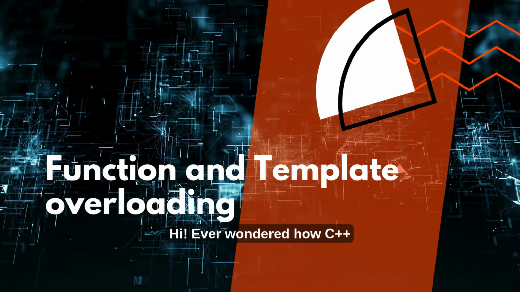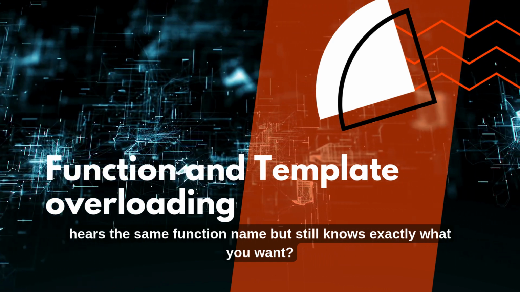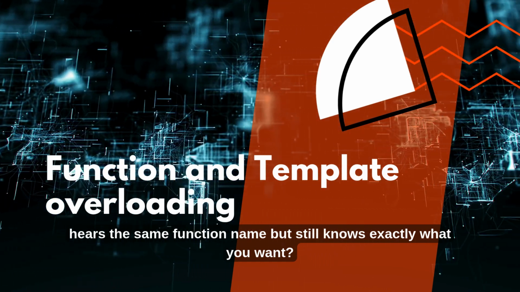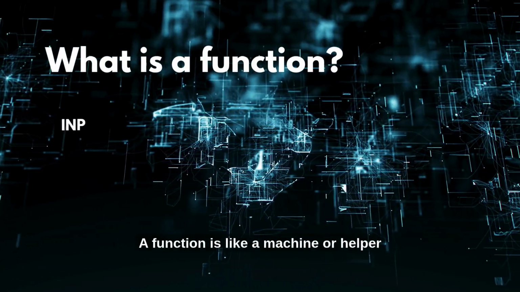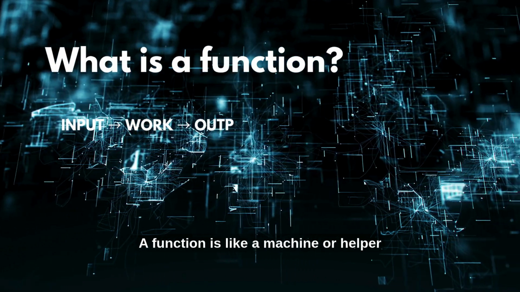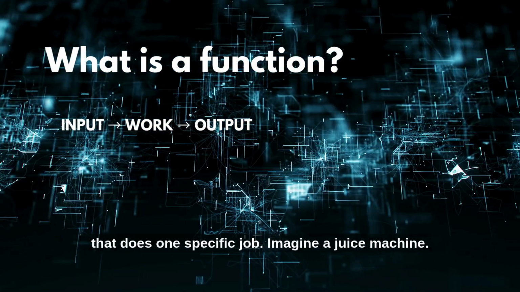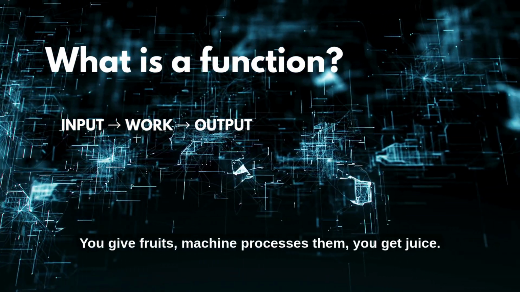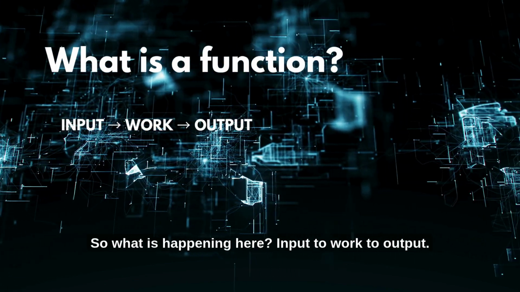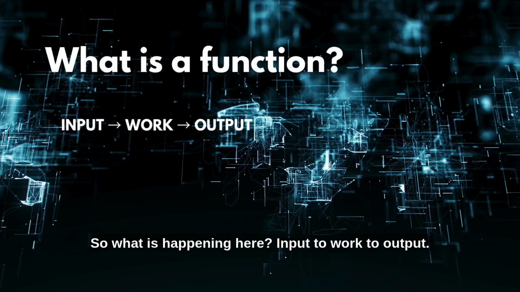Hi, ever wondered how C++ hears the same function name but still knows exactly what you want? What is a function? A function is like a machine or helper that does one specific job. Imagine a juice machine. You give fruits, the machine processes them, you get juice. So what is happening here? Input to work to output.